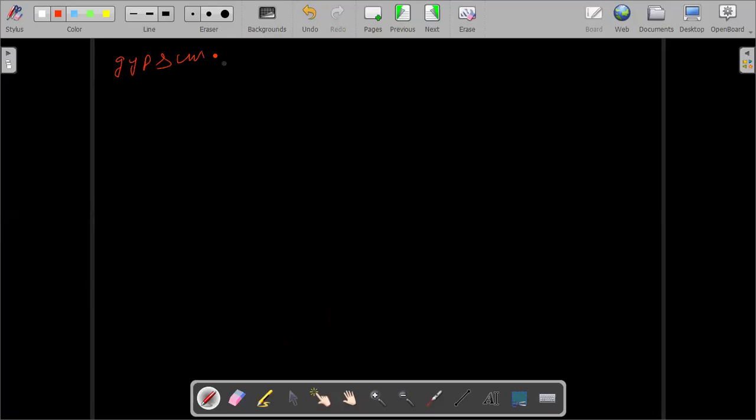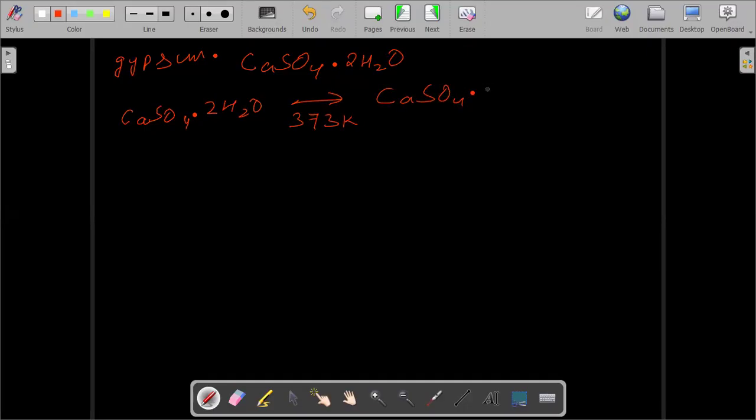Yes, sir. Gypsum is a salt of calcium. This is called calcium sulfate, CaSO4. Calcium sulfate is gypsum, calcium sulfate dihydrate, so two molecules of water are there in gypsum. When this gypsum, CaSO4.2H2O, is heated to 373 Kelvin, it gives CaSO4.1/2H2O, calcium sulfate hemihydrate, and 3/2 molecules of water get evaporated.